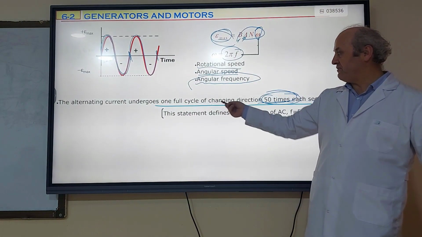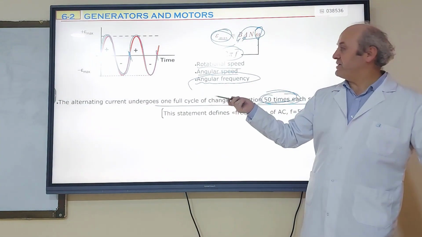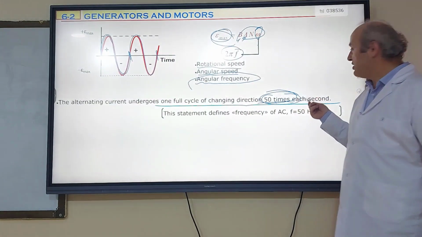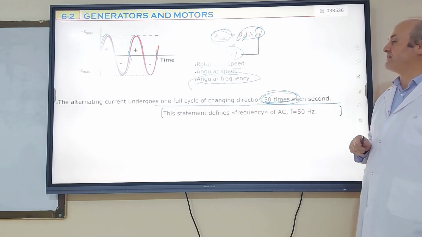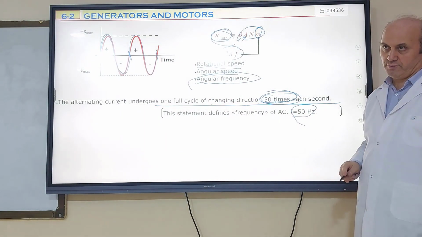This statement defines the frequency of an AC generator. What is it? The alternating current undergoes one full cycle of change in direction 50 times each second. This definition defines that the frequency of this alternating current is 50 hertz.